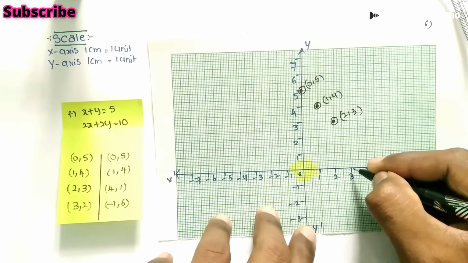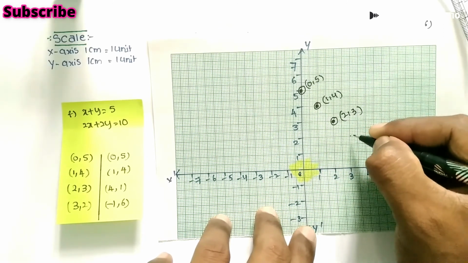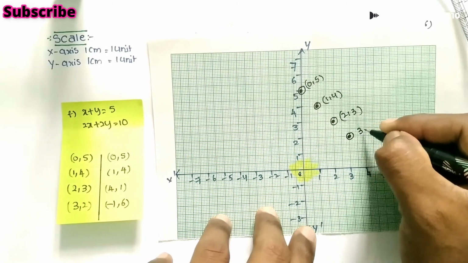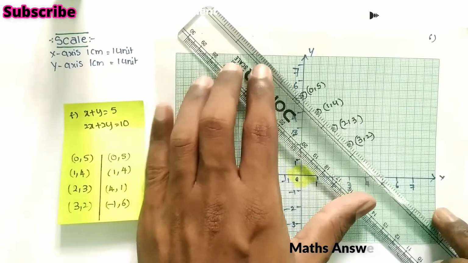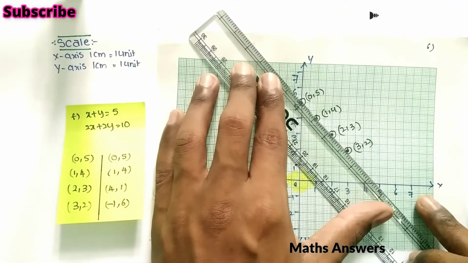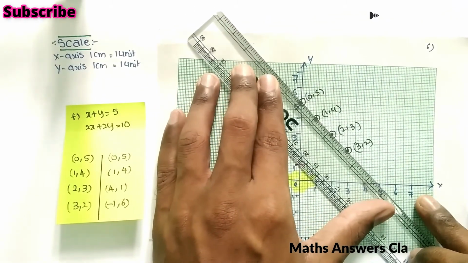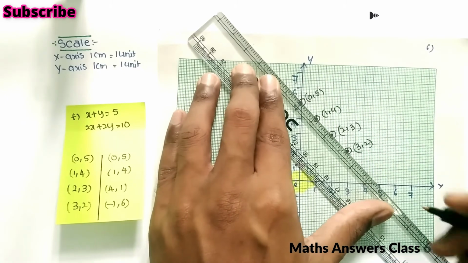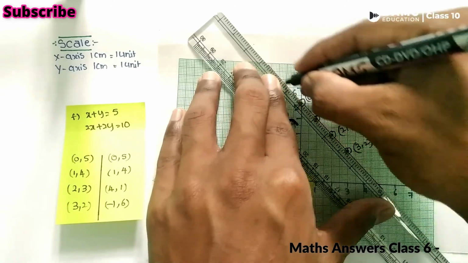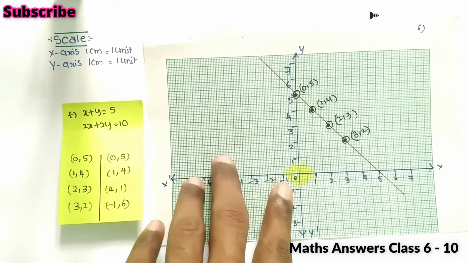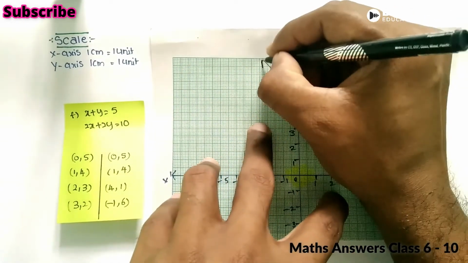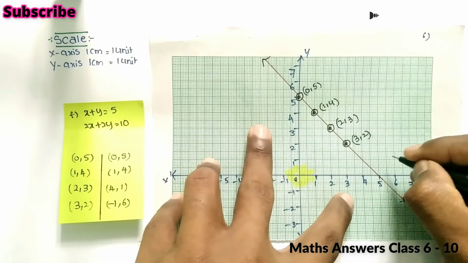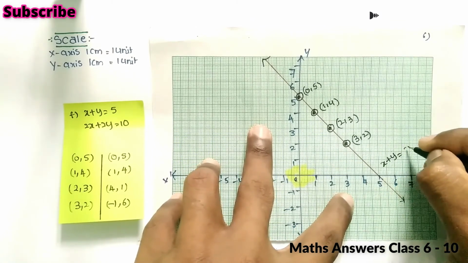Let's take 3 comma 2. So from 3 to 2, this is the point 3 comma 2. Let's find out the second one. So let's construct this line. Let's join all these points using a ruler. So all these points, what equation will we get? This is the equation. What line is it? This line equation is x plus y will be equal to 5.